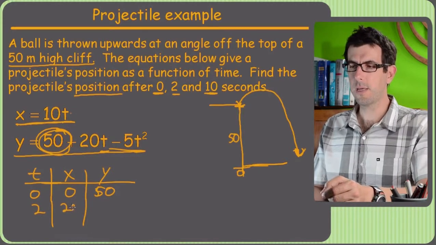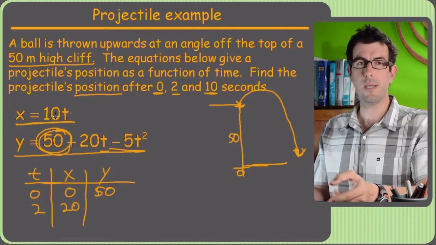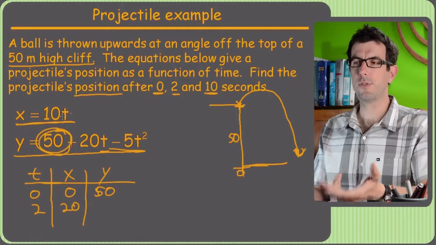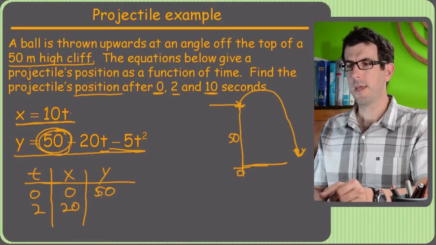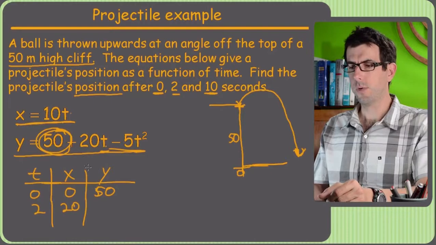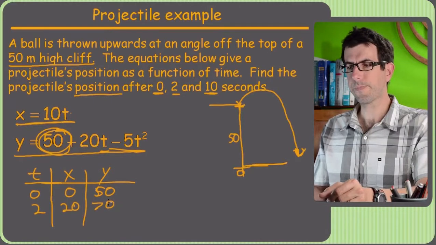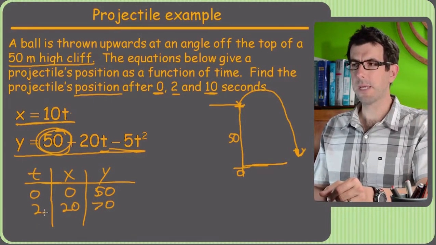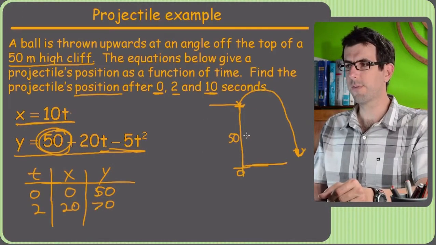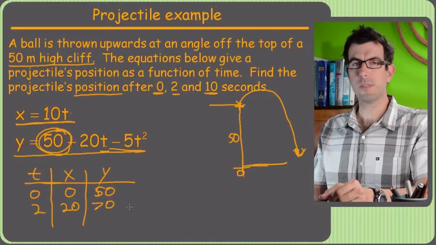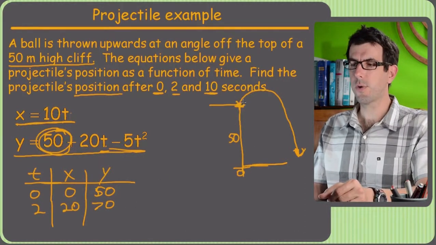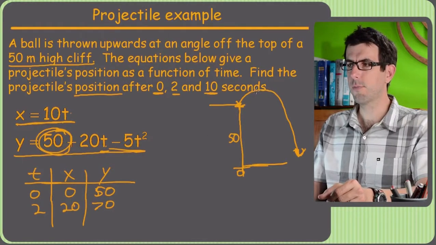2 times 10 is 20. Makes sense: if it's going 10 meters per second, times time, then after 2 seconds it'll be at 20 meters. And then we plug in 2 down here, which gives us 70. So that makes sense: after 2 seconds we've gone 20 meters to the right, and we're still 70 meters off the ground. In fact, we're actually higher up than when it was first thrown. So right now we're at (20, 70), which is somewhere up here.